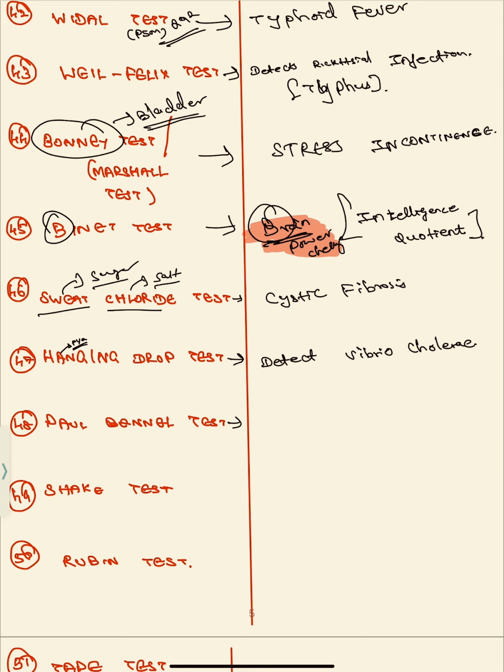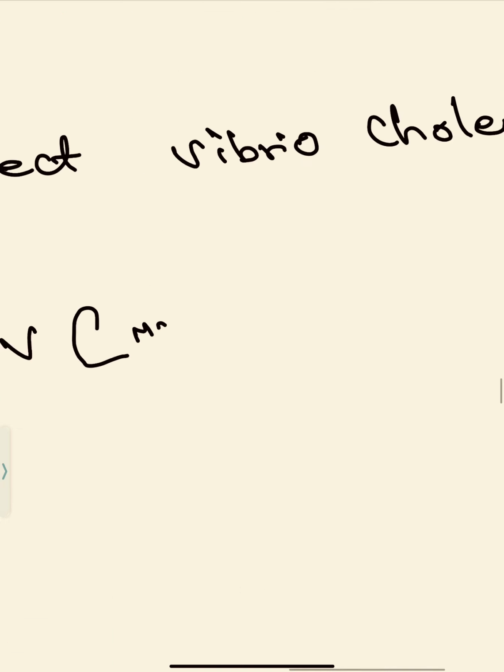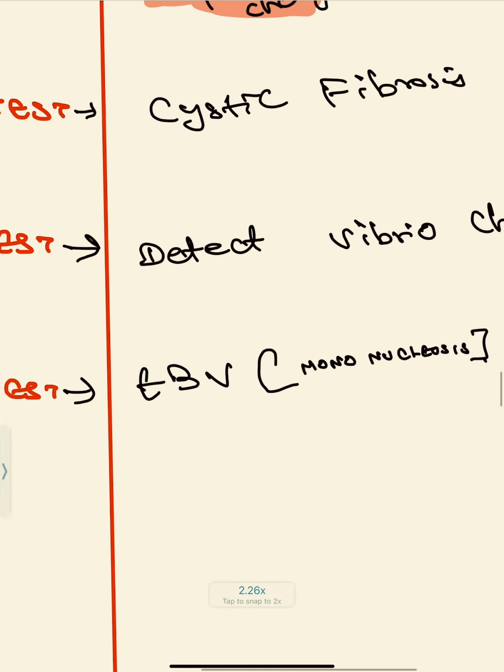Paul Bunnell test is for EBV, Epstein-Barr virus, detected in infectious mononucleosis.